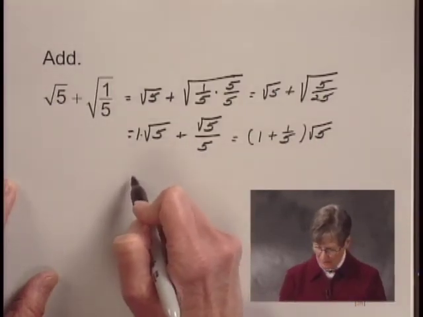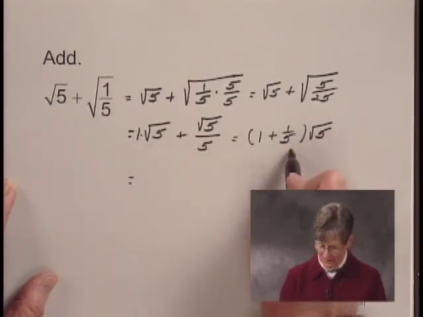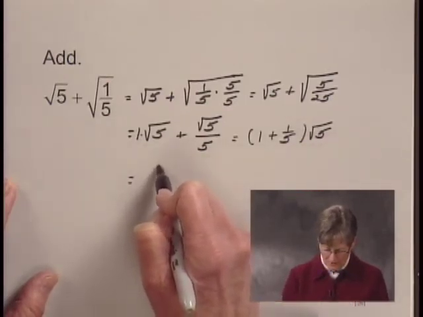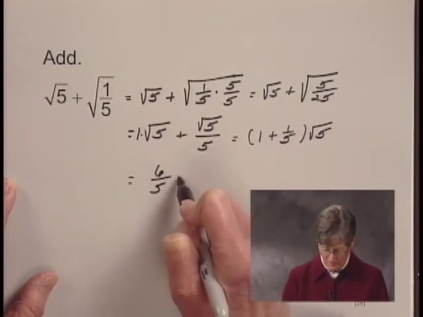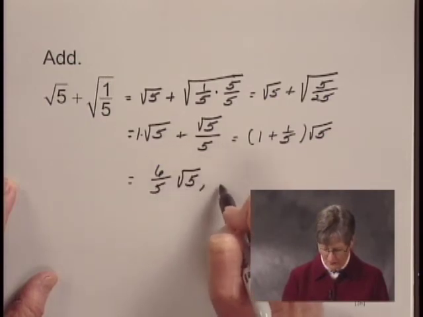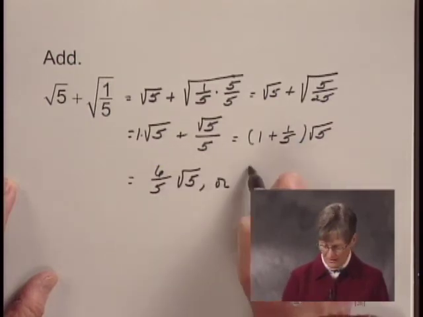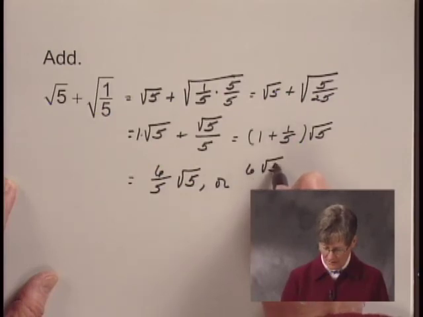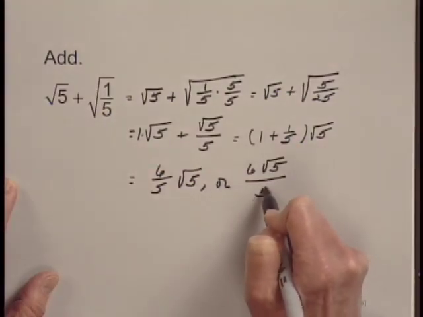Now 1 plus 1/5 is 5/5 plus 1/5, or 6/5 times the square root of 5. Or another way that we could write this is 6 times the square root of 5 over 5.